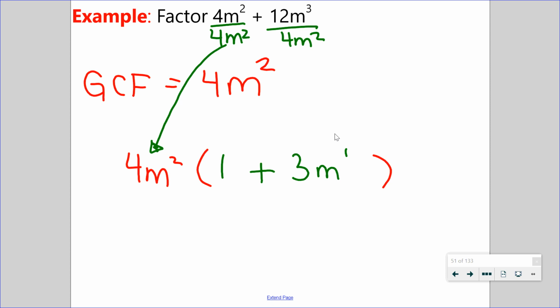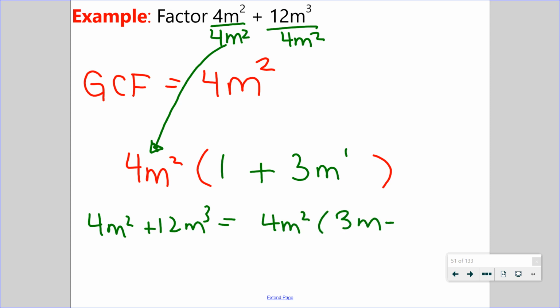So what that tells me is that 4m squared plus 12m cubed is really factored as 4m squared, and I'm just going to write my 3m first. I like to see my variable first. 3m plus 1. Now I can do a quick check, and if you look at 3m plus 1, there's no common factor there other than 1, so I know I factored that fully.